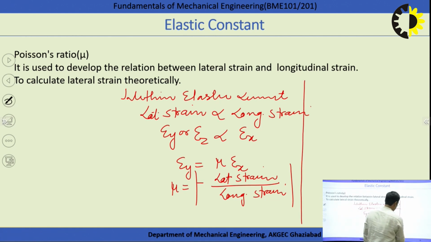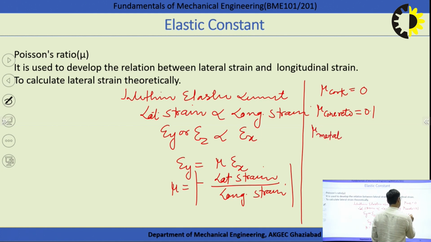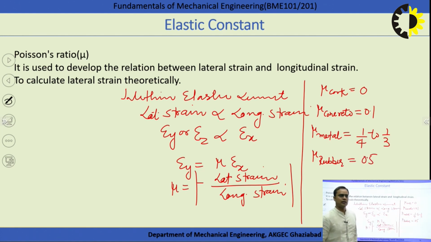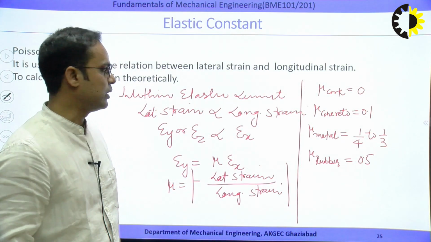Generally the value of mu for cork material is 0. The value for concrete is nearly about 0.1. Mu for any kind of metal lies between 1/4 and 1/3. The maximum value of mu is for rubber, that is 0.5, right? I hope it is clear to everyone.